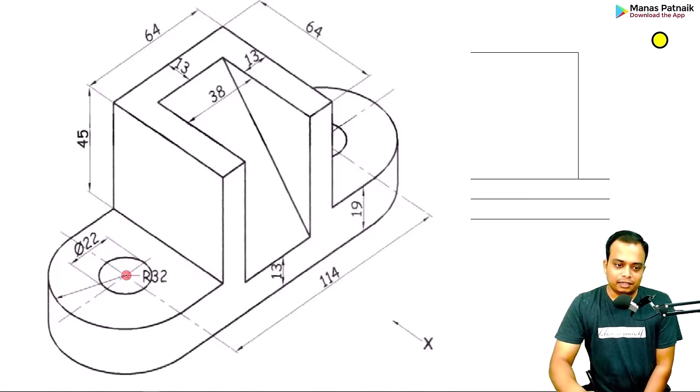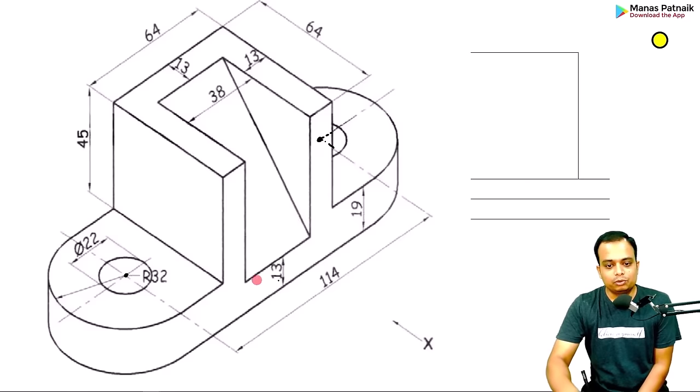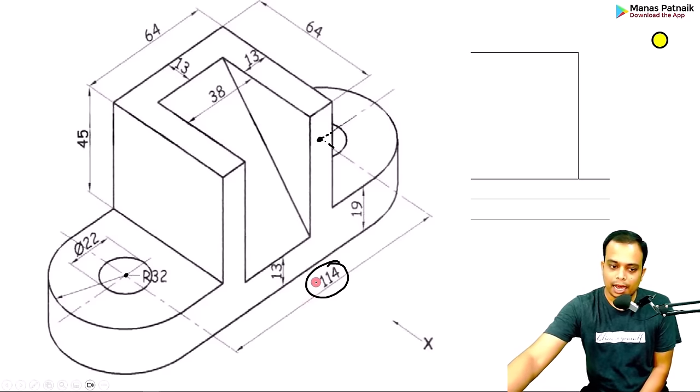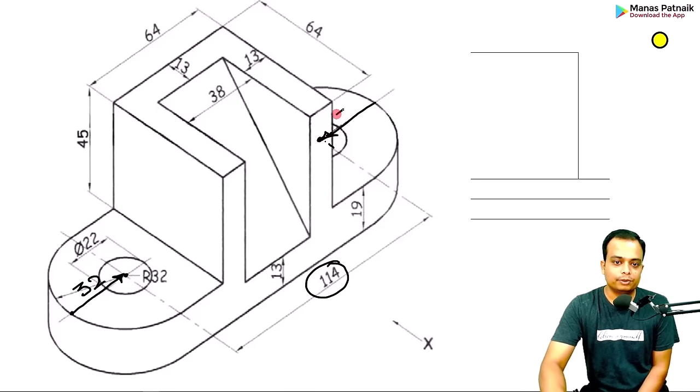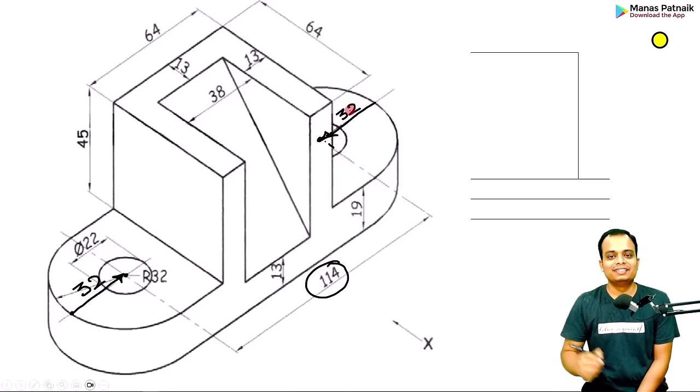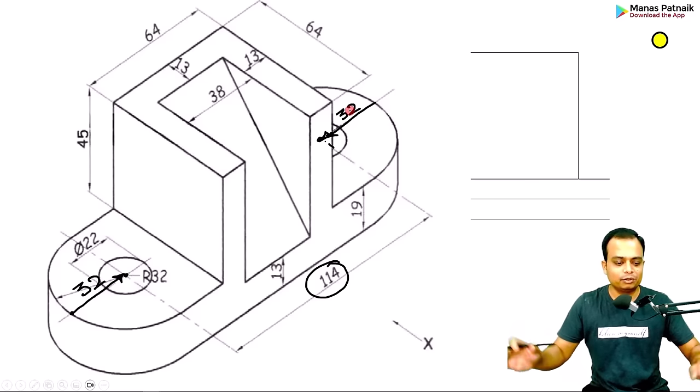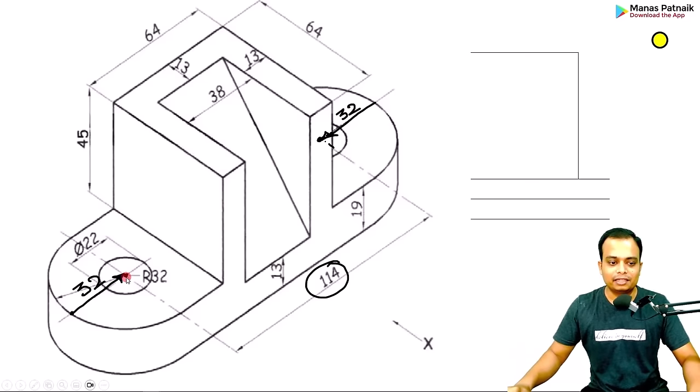So we can clearly see that there are these two centers. One center has to be somewhere here. Between these two centers, there is a distance of 114. And if you watch carefully, this distance from the extreme left happens to be 32, sir. Agreed, sir. And this distance also is 32. Do you agree? Yes, sir. This is also 32. From both the ends, you can take the distance as 32 and mark these two centers.